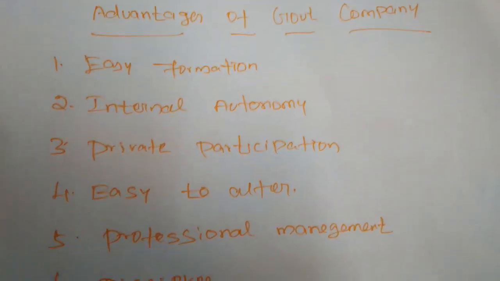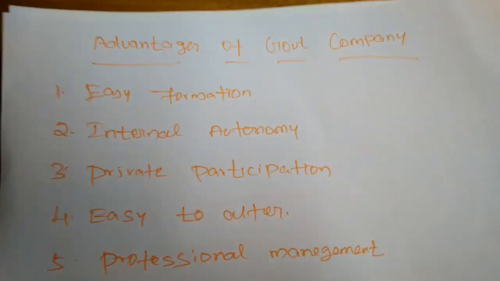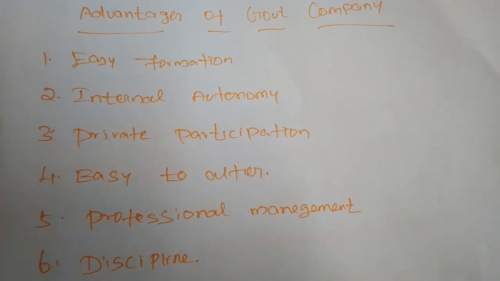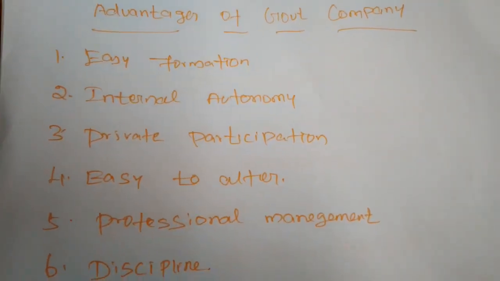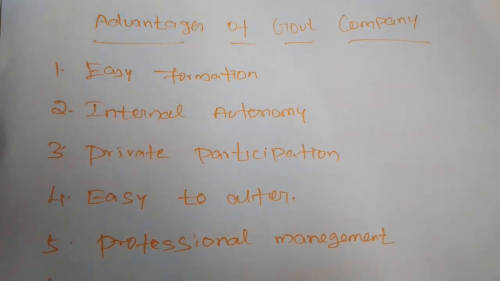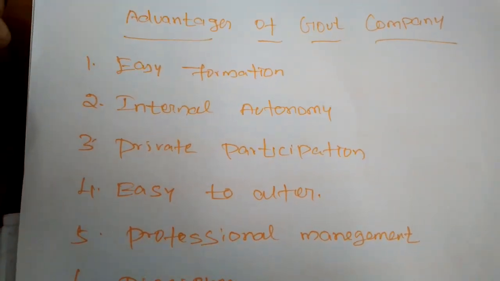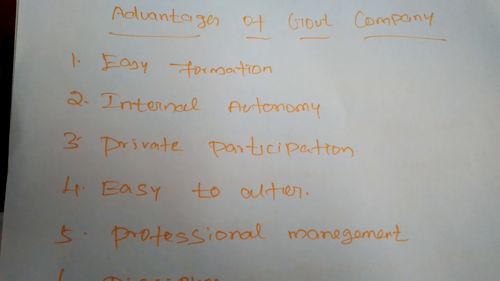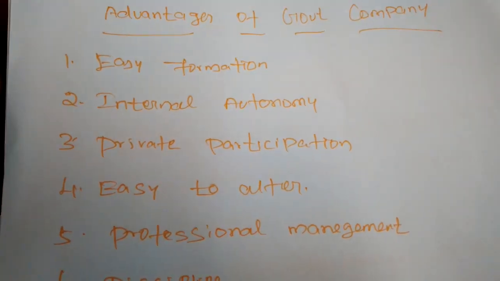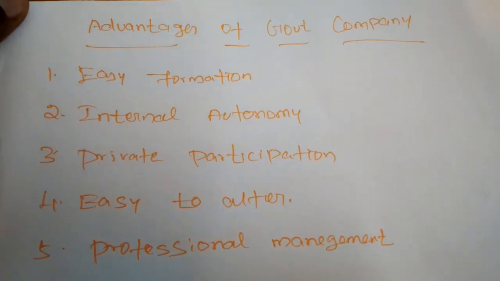One of the advantages of the government company is easy formation. It is not like a public corporation. If you want to establish a public corporation, we have to get permission from the state legislative assembly or the parliament. But for establishing a government company, it is very easy. A government company can be easily formed under the Companies Act just by an executive decision of the government. If the government decides, that is enough, so it is very easy to form.